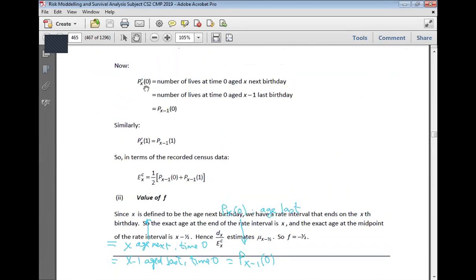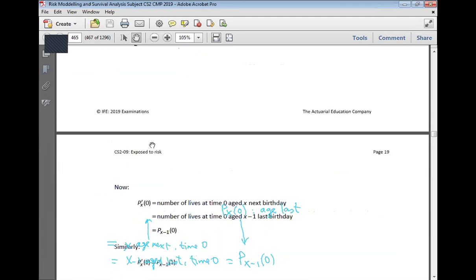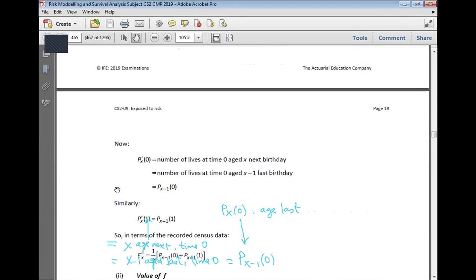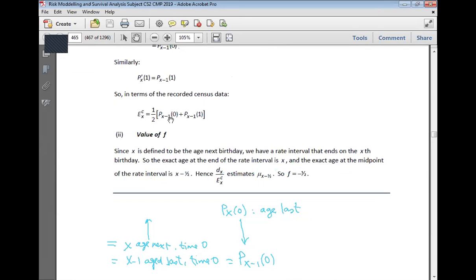So just with this very little approximation, I can rewrite my P dash X0 as P X minus 1, 0, so this is in terms of age last, and this is in terms of age next. And now because you have made these approximations, you still continue with this definition and you rewrite this P dash X0 as P X minus 1, 0. And similarly, you will do the same thing for PX1, and here you will have P X minus 1 at time 1. And you will do a half of it. So this will be your recorded census data for aged X in terms of age next birthday.